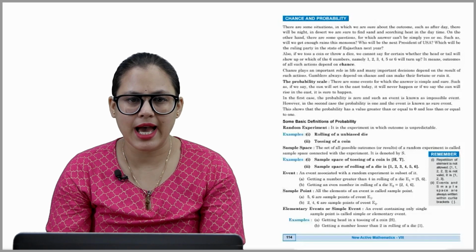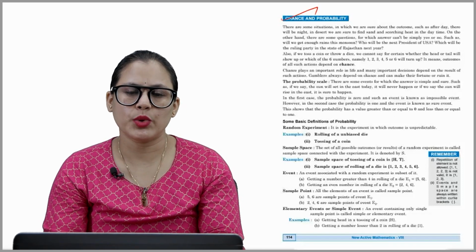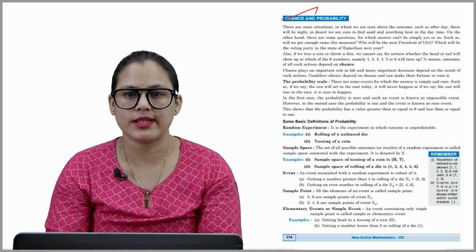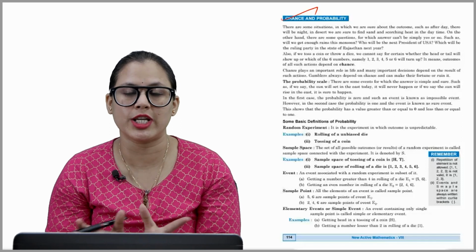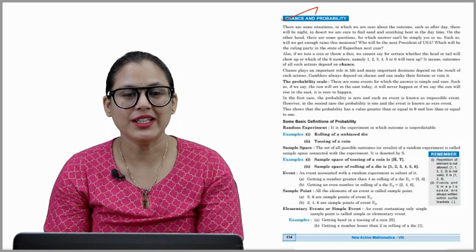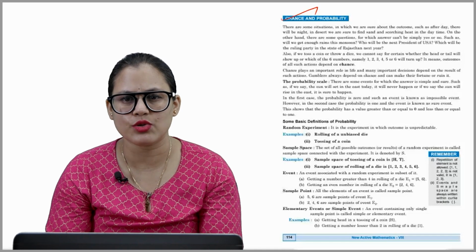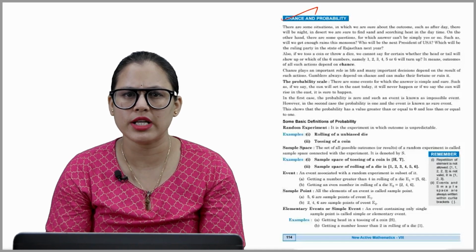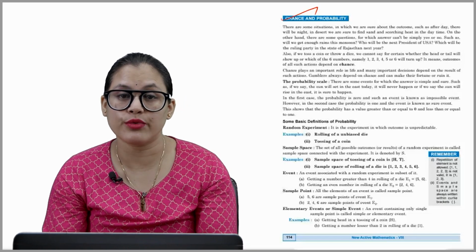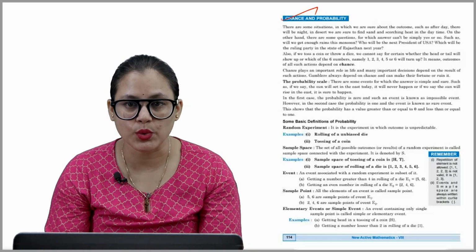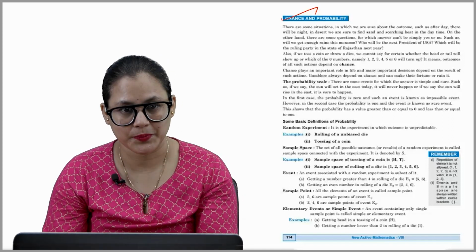Next, chance and probability. There are some situations in which we are sure about the outcome, such as after day there will be night. In a desert we are sure to find sand and scorching heat in the daytime, right? On the other hand, there are some questions for which the answer can't be simply yes or no, such as will we get enough rains this monsoon? We don't know. Who will be the next president of USA? Nobody knows. Which will be the ruling party in the state of Rajasthan next year?